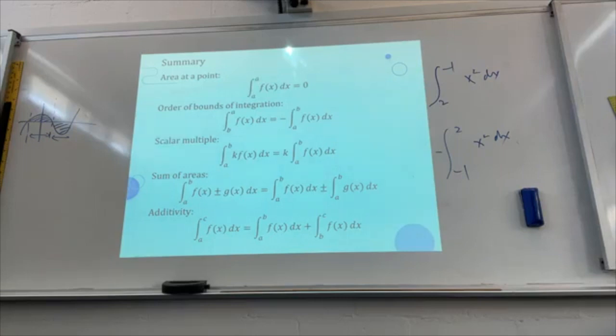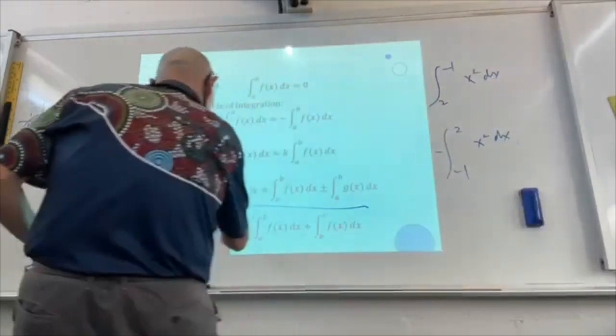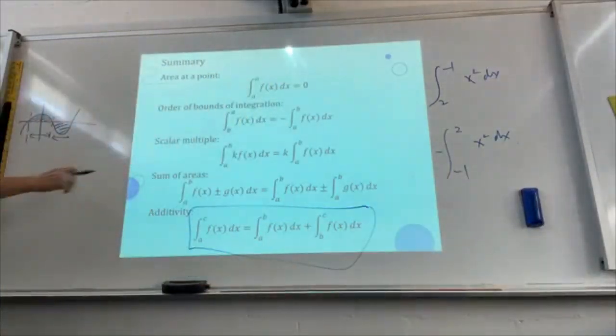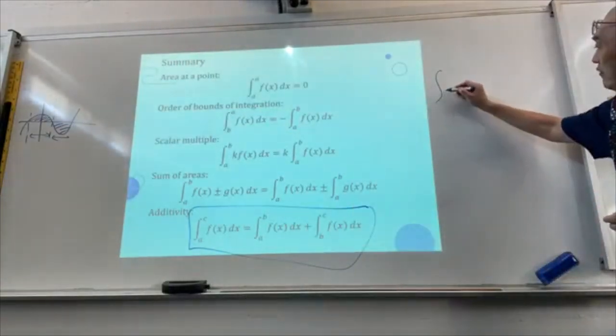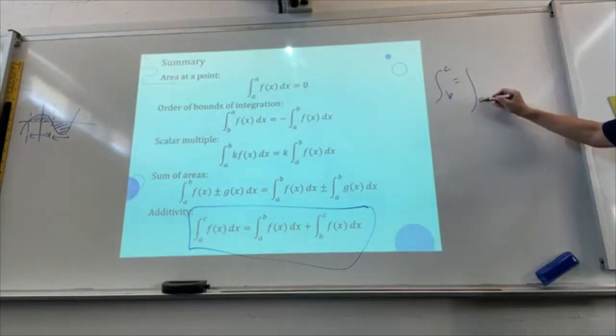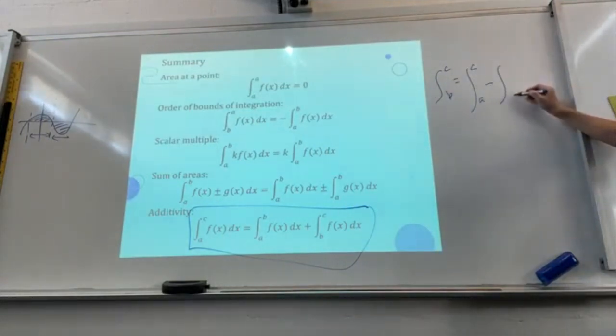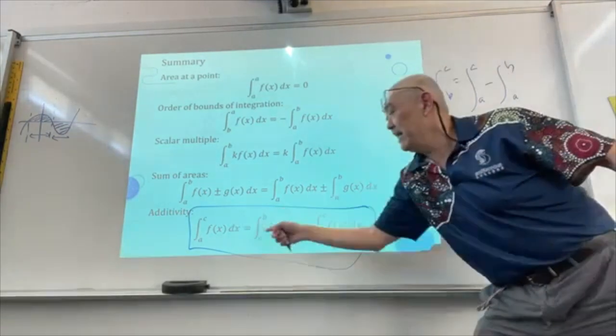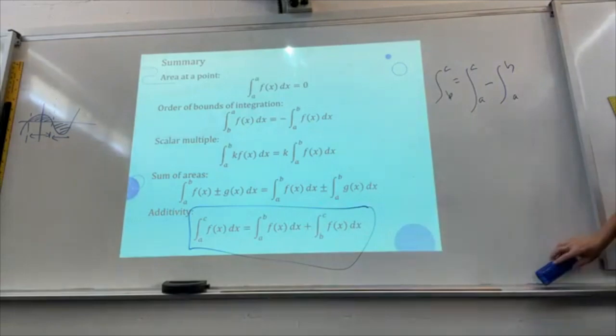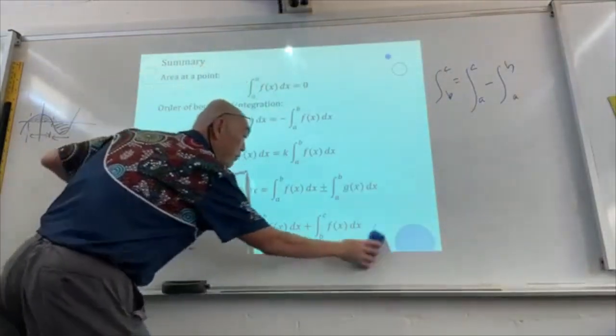And then additivity means integration from A to C is the same as integration of A to B and B to C. Now, you must realize that sometimes you could have integration of B to C is actually integration of A to C, take away integration of A to B. You can move around. So this equals that, take away that. Realize that that's quite important. I will show you an example in a few minutes.